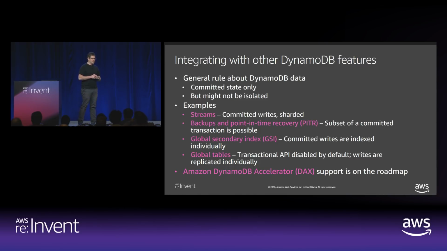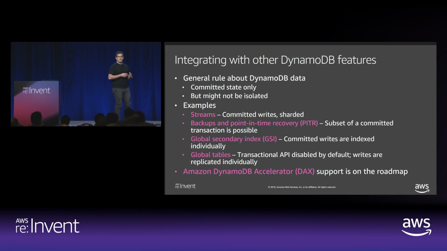Global secondary indexes are a mechanism that we offer to index on other attributes in your data. And that is also an eventually consistent facility. Again, similar to streams, we first perform the write, and then asynchronously we propagate the write into indexes based on the content of the item. So again, that is done asynchronously and on an item-by-item basis. And that is also going to be eventually consistent with respect to transactions.